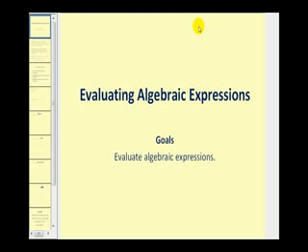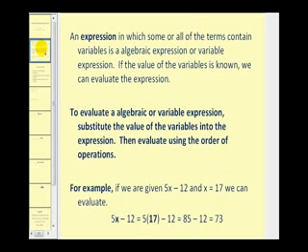Welcome to a lesson on evaluating algebraic expressions. An expression in which some or all of the terms contain variables is an algebraic expression or a variable expression. If the value of the variables is known, we can evaluate the expression. So to evaluate an algebraic or variable expression, we substitute the value of the variables into the expression and then evaluate using the order of operations.